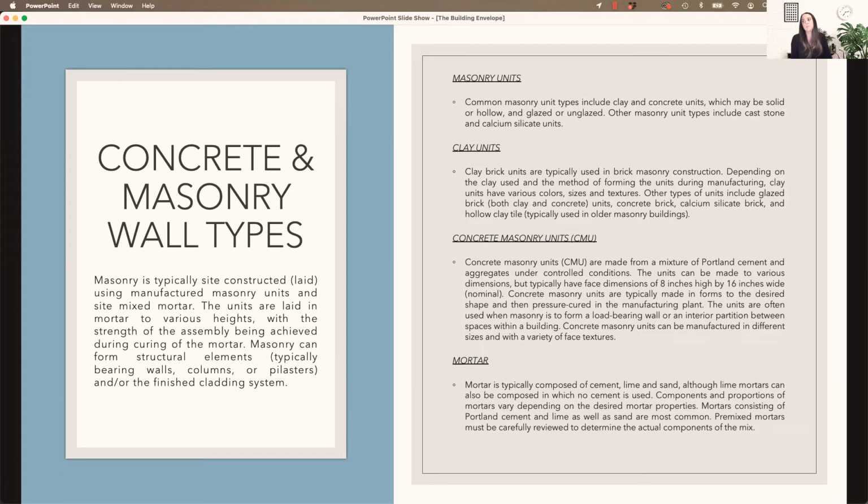So in residential, especially here in Denver, we have a lot of brick bungalow style houses that you'll see. So that would be an example of masonry wall types.